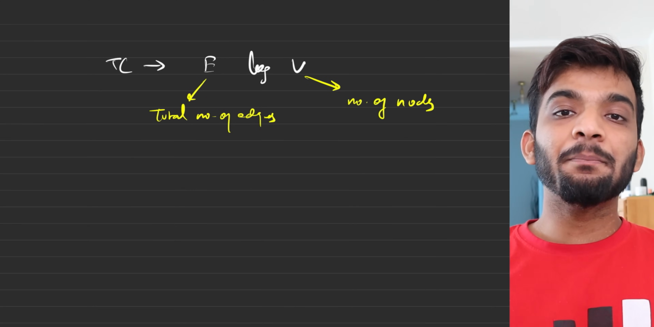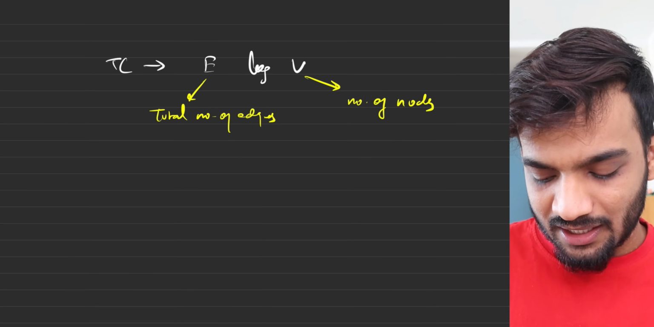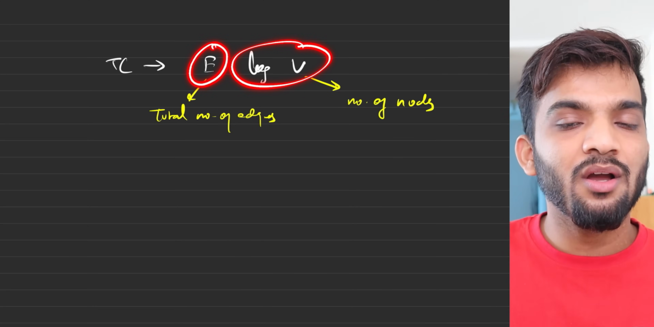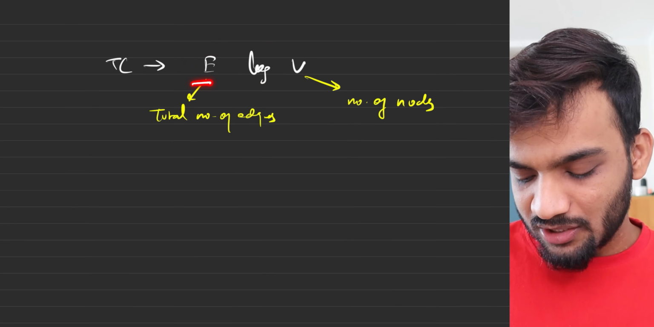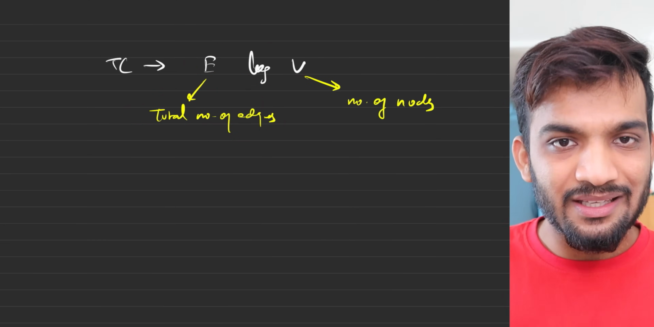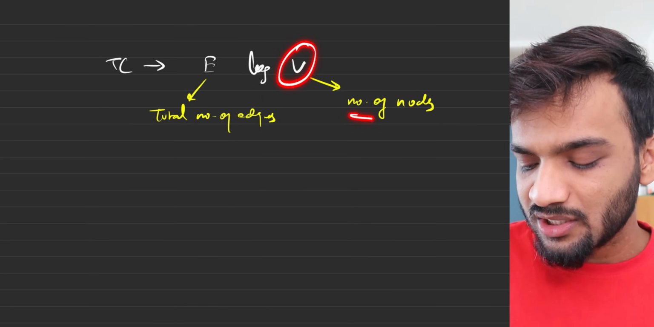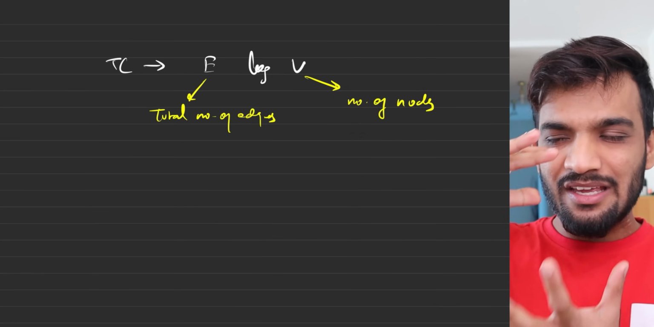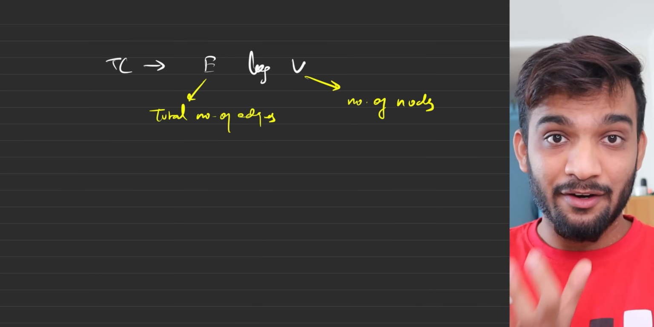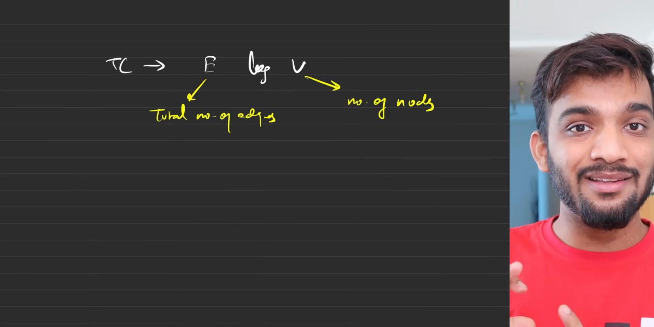So what about the time complexity of this particular algorithm? It's nothing but E log V, where E is the total number of edges in the entire graph and V is the number of nodes. There is a very critical derivation of this, which I'll be doing in the next video.